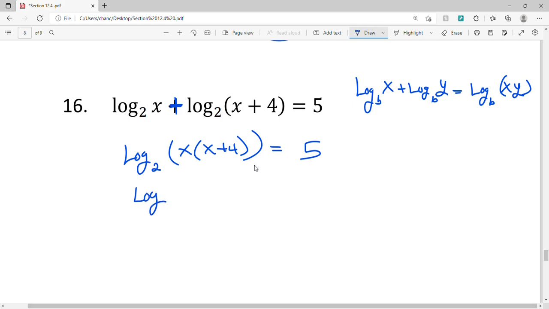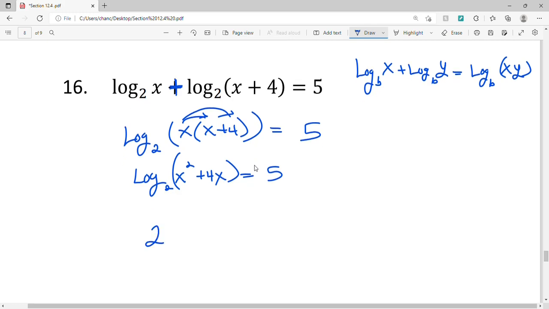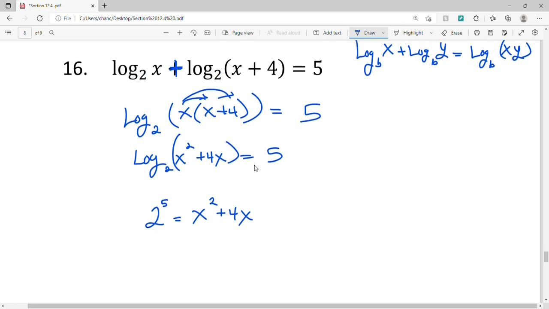I can simplify this using distribution. This is log base 2 of x squared plus 4x equals 5. And so now I could use the exponential form of this. The base is 2, the exponent is 5, and it's equal to the argument x squared plus 4x. 2 to the 5th, that's 32. 32 is now equal to x squared plus 4x.